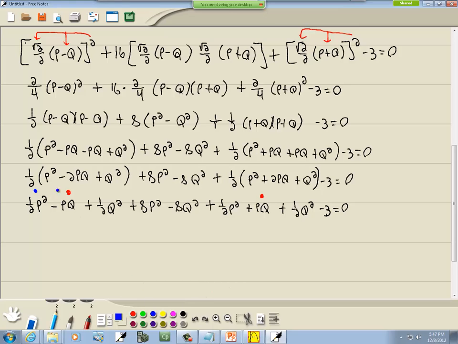Here's a 1/2 p squared, and here's an 8p squared. That gives me a 9p squared. Combine together like terms.